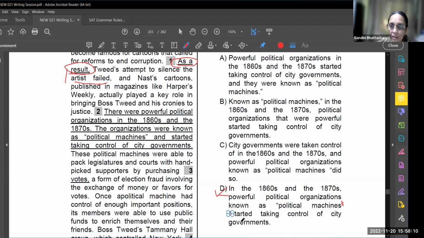So if you have it that way, then that should not be there. Okay, you can just correct it. So we have, there were powerful political organizations, say 1860s and the 1870s. Organizations were known as political machines and started taking control over the city government. So what do we have? We have the political organizations. They are known as political machines and they took over city governments. These 3 points should be combined together.